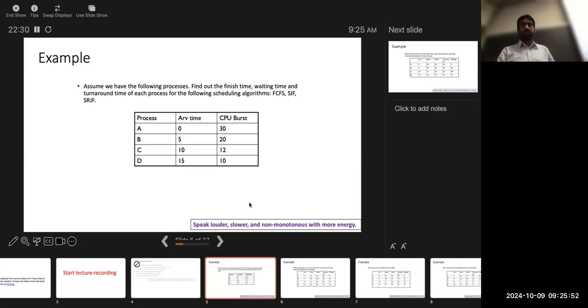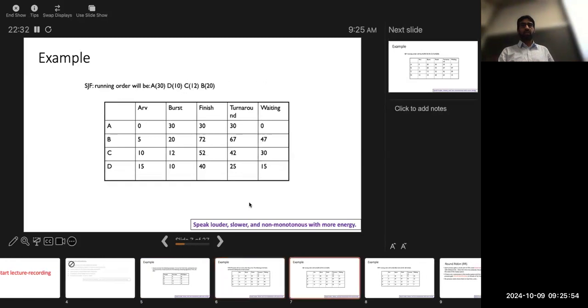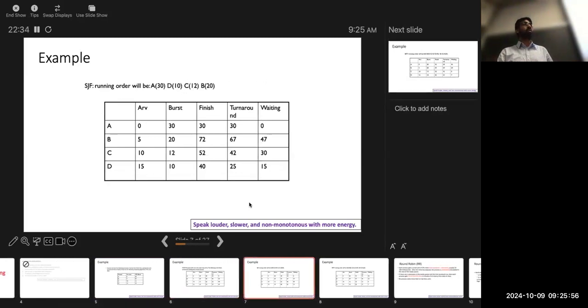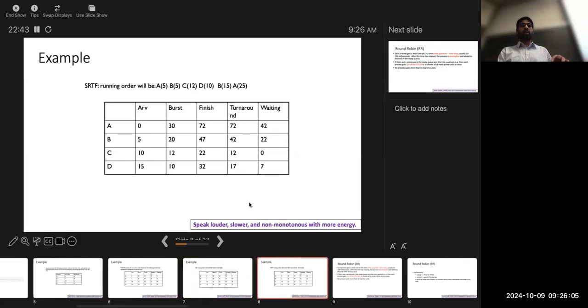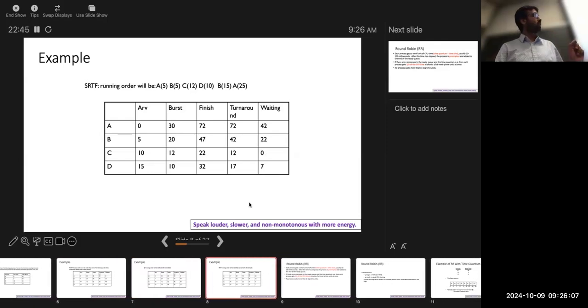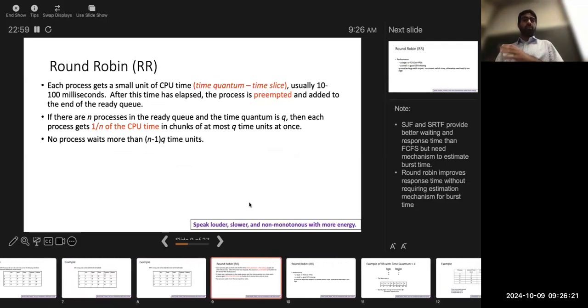So this is the result for shortest job first. When you are done with the example, you can later on, at home, verify whether your results are correct or not. This is for the shortest remaining job first. For example, the turnaround time in our case for A was 72, which is correct. And what else we had, we had 42, 22, 0, and 7, right? Okay.